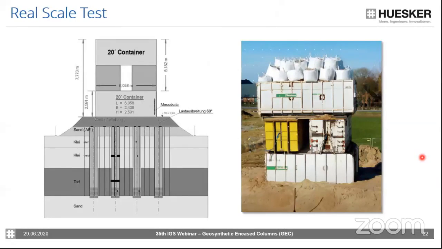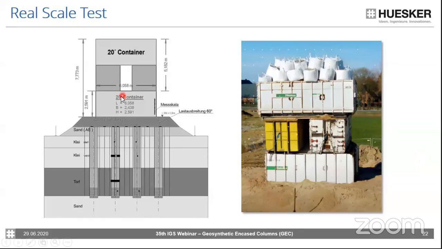In order to show you the working mechanism, we look at this real scale test. For this test, in total 10 columns have been installed, and the design was made with a factor of safety of 1.0 to actually provoke failure. So the test was about finding the failure mechanism of the system.